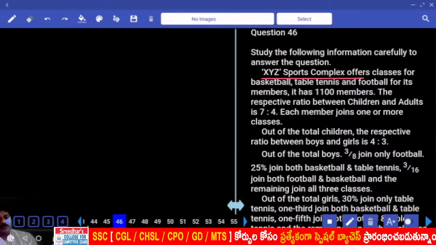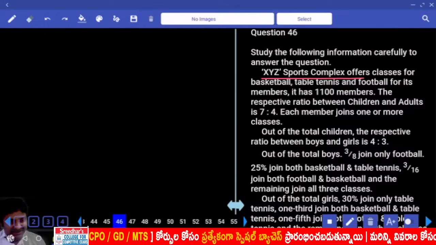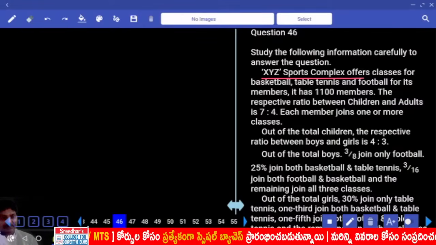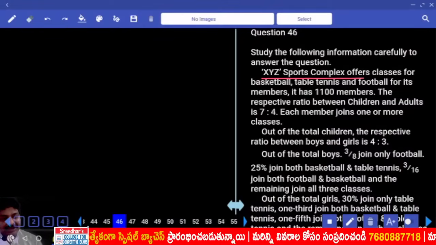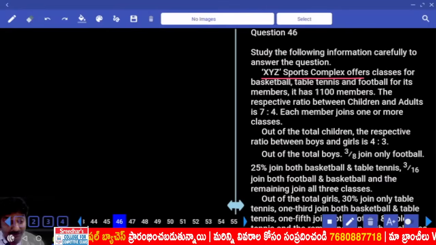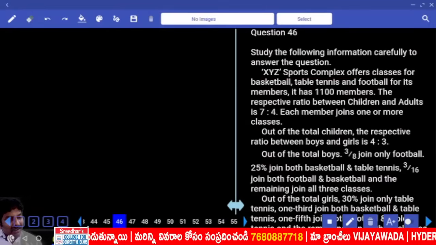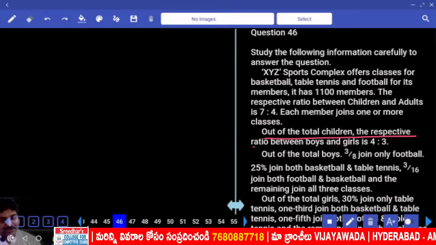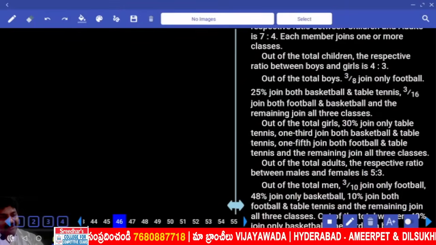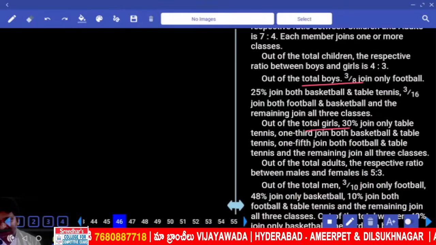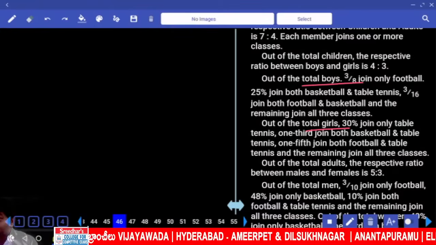XYZ Sports Complex offers classes for basketball, tennis and football for its members. It has 1100 members. The respective ratio between children and adults is 7:4. Each member joins one or more classes. Out of children, the ratio between boys and girls is 4:3. So here they are talking about boys, here girls. Both together will be equal to children. And we have adults also.